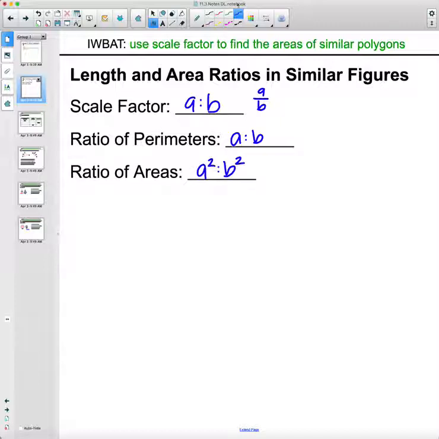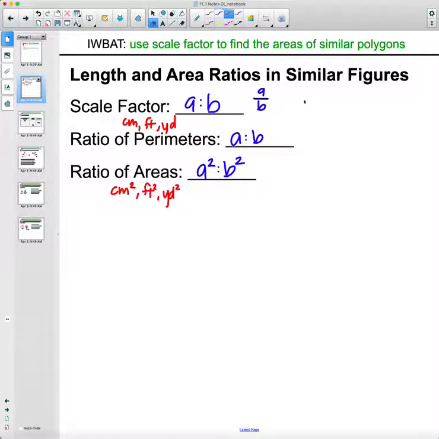I usually remember this because length measurements, perimeters, those are measured in units like centimeters, feet, yards, stuff like that. And then area is measured in square units, like centimeters squared, feet squared, yards squared. So length measurements are the A to B ratio for scale factor and perimeter. Area ratios are A squared to B squared.